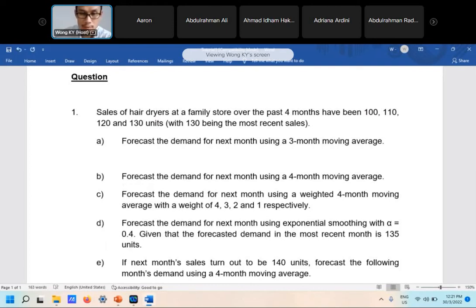Anyone, any volunteer would like to just say it out? How do I calculate this forecast for the next month using a 3-month moving average? Doctor, we just added 110 and 120 and 130 and divided by 3. Okay, very good. So you take the most recent 3 months, given 4 months data. So you take 130 plus 120 plus 110, total this whole thing up, and divide by 3.